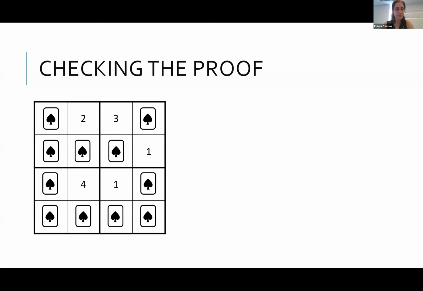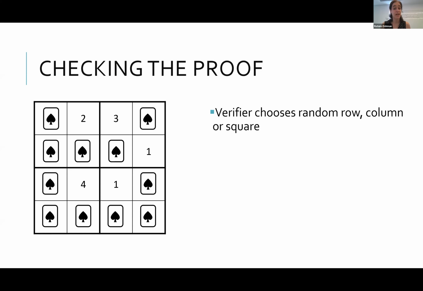cool idea. You, as the verifier, will choose a random constraint, a random row or a random column or a random square. And then you'll ask me to convince you that the solution respects that constraint. So let's say you picked this particular square here and you ask me to convince you that this square contains all the numbers from 1 to 4.